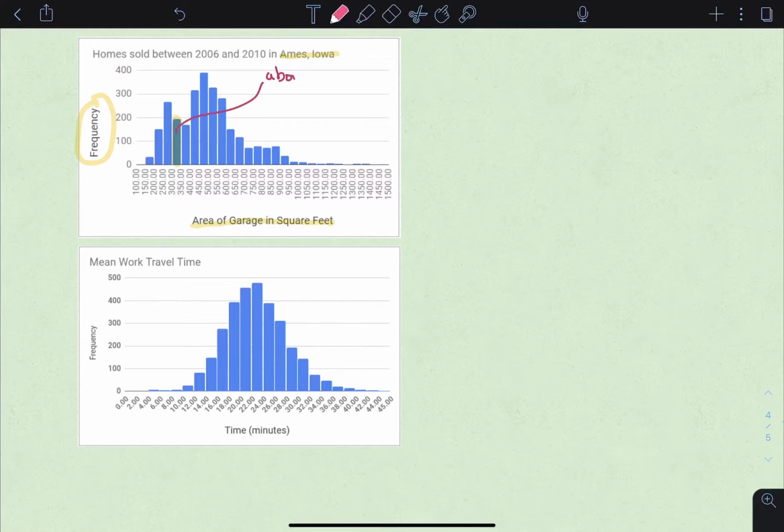About 200 garages were between 300 and 350 square feet. So you read one bar and you get a feel for what the whole graph is telling you. And here we have 2 modes. 2 modes are present.